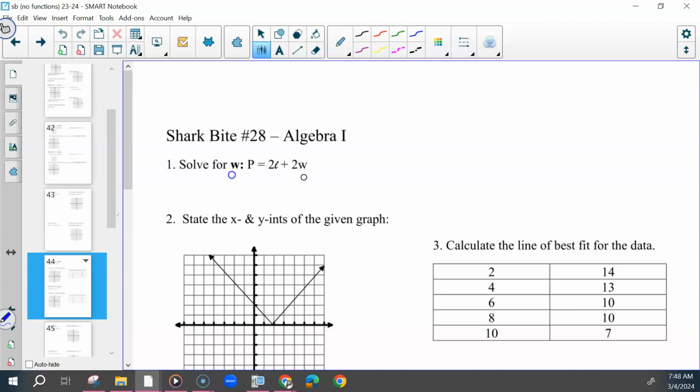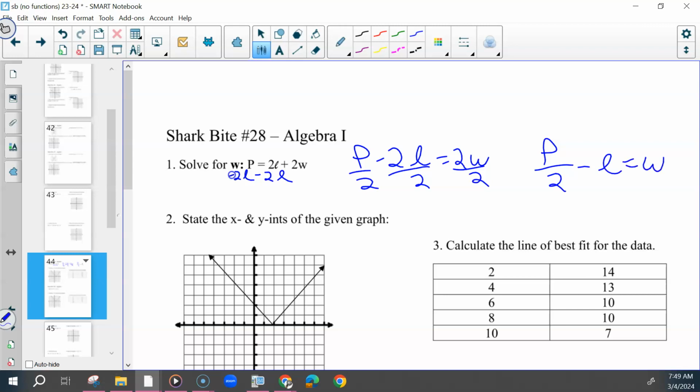But if we're trying to get W by itself, we have to get rid of 2L by subtracting. And then get rid of the 2 with the W by dividing. And since something will simplify, divide everything individually. So P over 2 minus L equals W is that final answer.